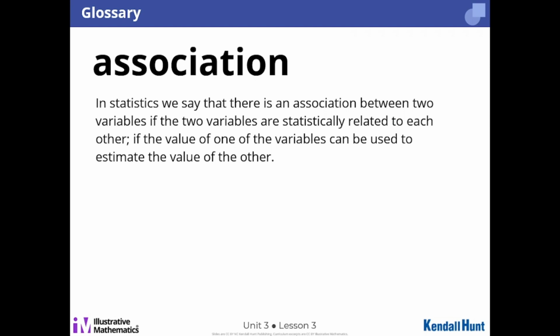We have 5 glossary terms. Number 1, association. In statistics, we say that there is an association between two variables if the two variables are statistically related to each other, if the value of one of the variables can be used to estimate the value of the other.